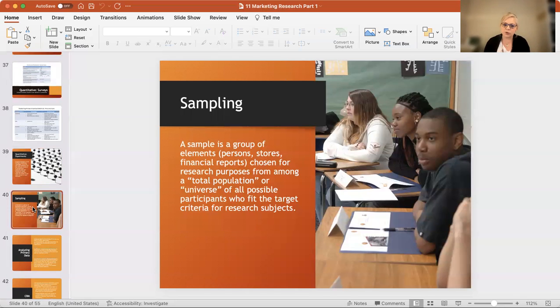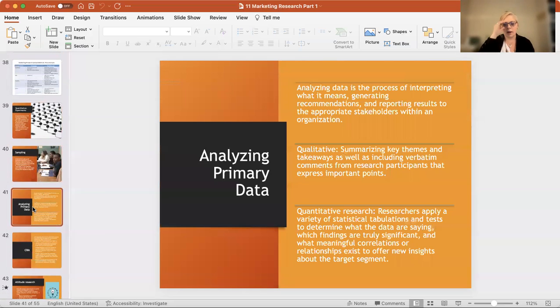Sampling. A sample is a group of people, or elements, chosen for the research, right? We can't do the whole population. We've got to narrow it down to a small sample that we are studying. Analyzing that primary data. So what we want to do is we want to interpret what it all means. When it's qualitative, we want to understand those key themes and what is coming up from all of it. What ultimately do we think is the gist of everything?